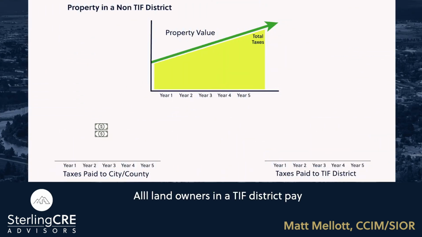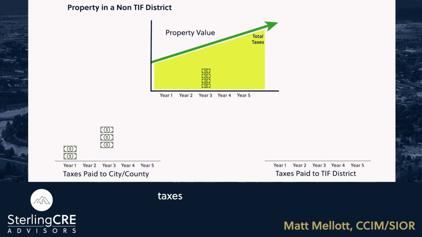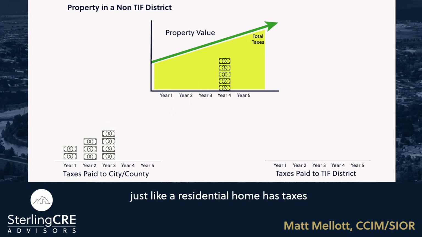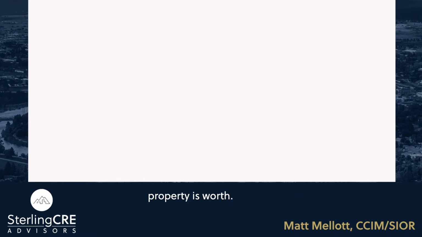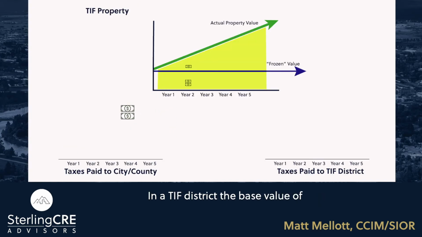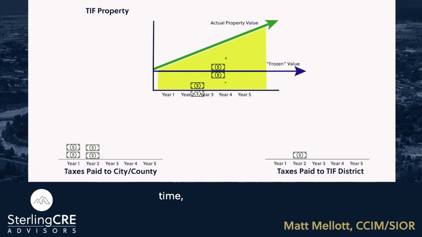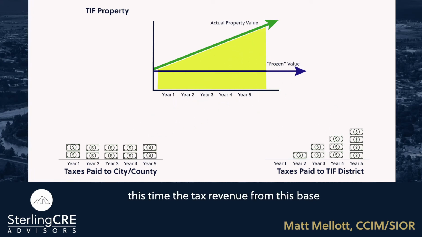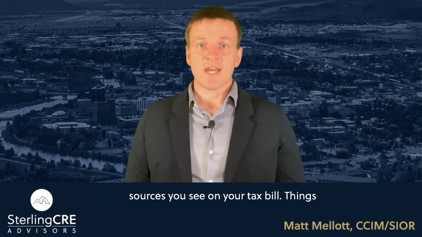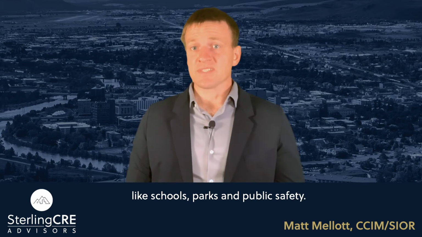So where does the money for TIF come from? This is where it starts to get interesting and also where the controversy comes from. All landowners in a TIF district pay taxes based on the value of their property, just like a residential home has taxes that are assessed depending on what the property is worth. In a TIF district, the base value of properties are frozen for a period of time, often between 20 and 30 years. During this time, the tax revenue from this base value will be distributed to all the usual sources you see on your tax bill, things like schools, parks, and public safety.